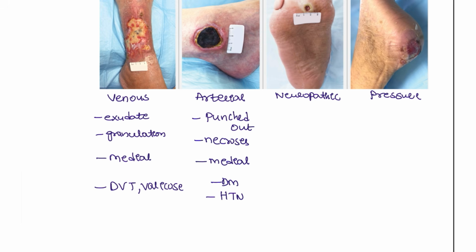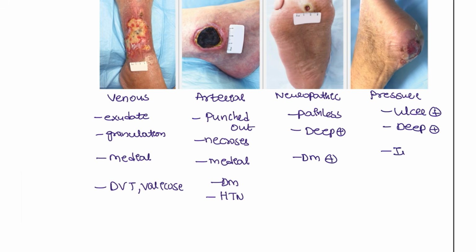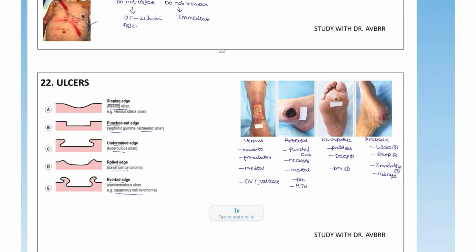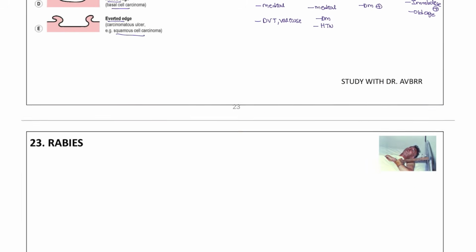Next, neuropathic. Neuropathic ulcers are painless. First and foremost, it is a painless condition, it is deep, and it is seen most commonly with diabetes mellitus. Pressure ulcers show ulceration formation and are also deep, but the history will be that the patient is immobilized. Immobilization is seen in these patients, and it is also seen with old age. These are the criteria for the different types of ulcers and their identification.